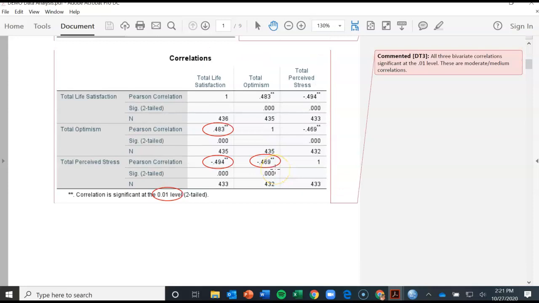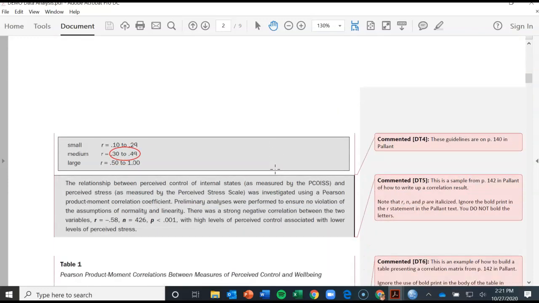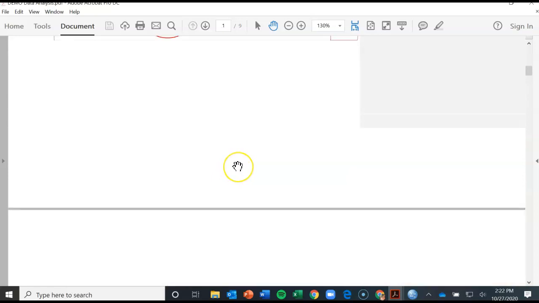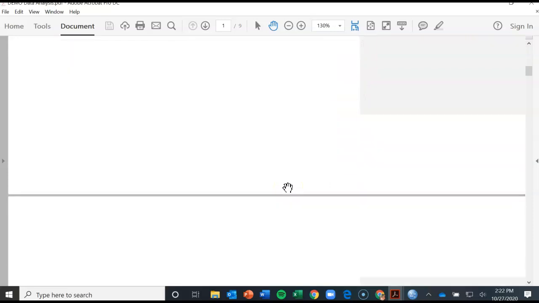Now, how do you interpret those? Is that a super strong correlation? Is it a weak correlation? Is it a medium-sized correlation? Well, Pallant gives you some guidelines. They're on page 140 in your text. An r value of 0.3 to 0.49 is considered medium. So if I look at my values, they're in the .48, .49, .46, .47 range. So these would all be described as medium level or moderate correlations.